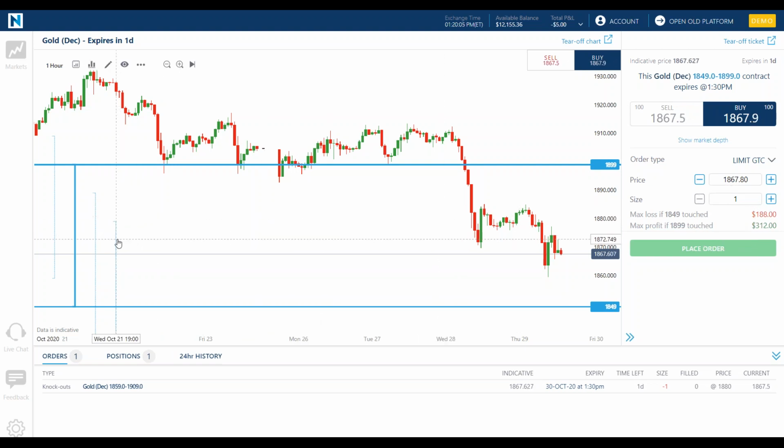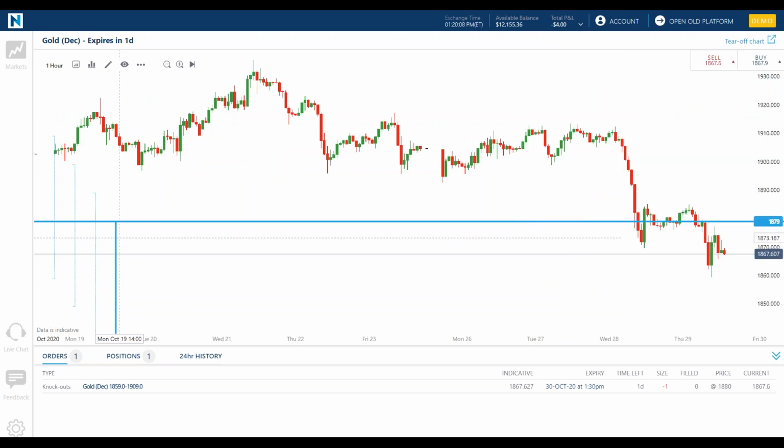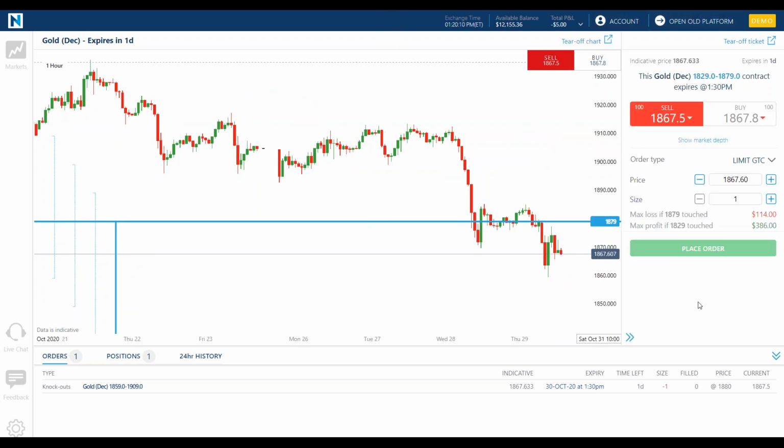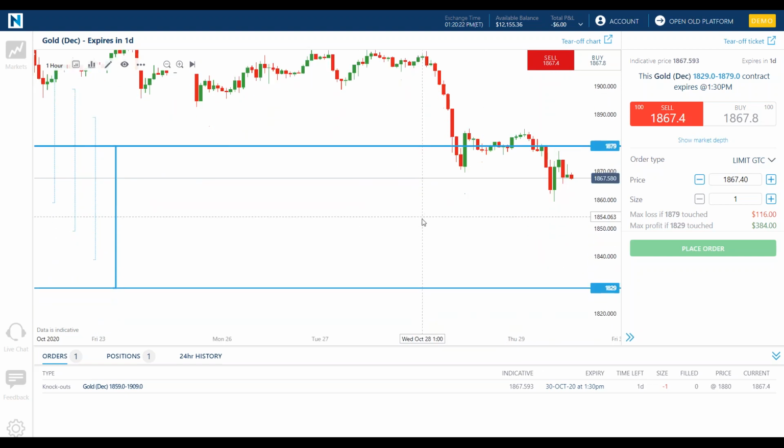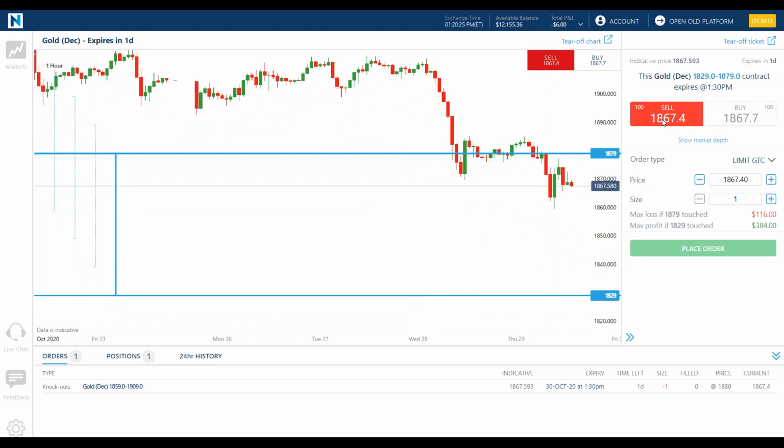Let's say I thought gold were going lower. I think it's going to continue this downtrend. This is where you might choose a different one. I might choose to sell this one, because I think the price of gold is going lower and will continue its downtrend. Now, notice by selling it, if it were actually to rally up to 1879, that's where I would get knocked out for my maximum loss of 116. I couldn't lose any more than 116. But I sold it because I think it's going lower. If I'm right and it gets all the way down to 1829, I know what I could potentially make, $384.